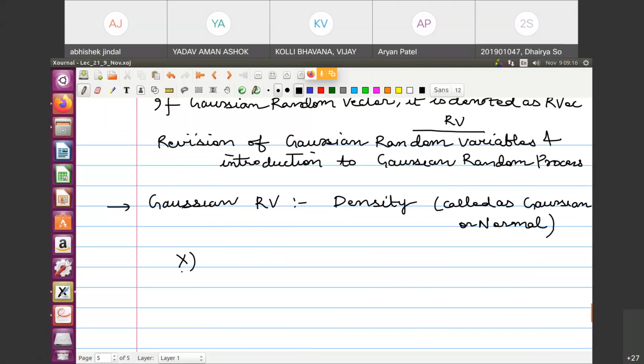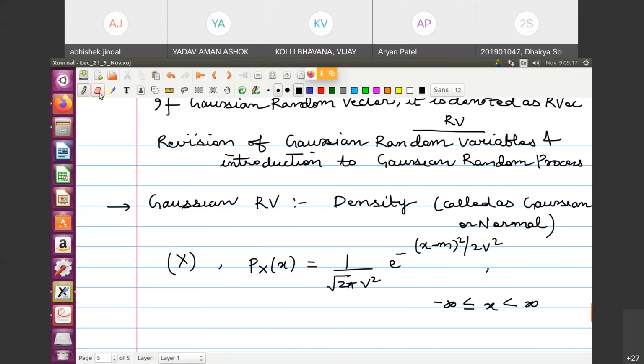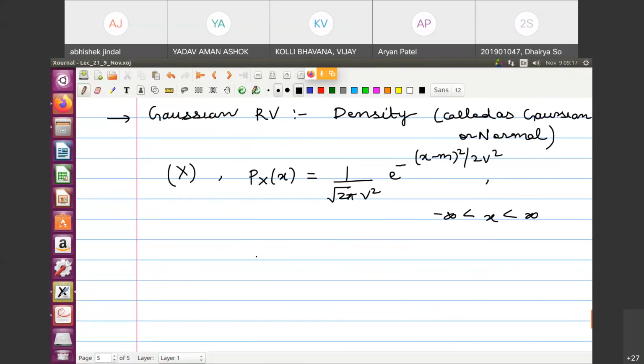Okay, so if we represent this random variable as x, then the PDF is p of x, with a small x, equal to 1 upon root of 2 pi v square, e raised to the power minus of x minus m whole square divided by twice of v square, for x from minus infinity to infinity. So this is the PDF, where m is nothing but the ensemble average of x, that is the mean, and v square is nothing but the variance of x.